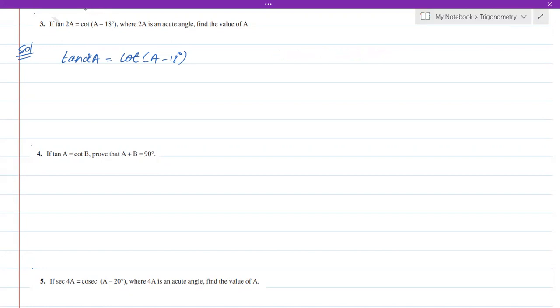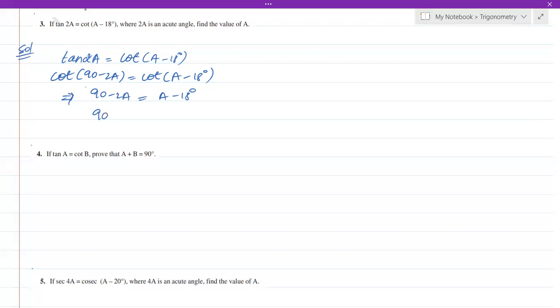So tan 2A can also be written as cot of 90 minus 2A. That is equal to cot of A minus 18. So on comparing the LHS and RHS, cot of some angle is equal to cot of another angle. That is possible only if the angles are equal, isn't it? So on comparing, we get to know that 90 minus 2A should be equal to A minus 18 degrees.